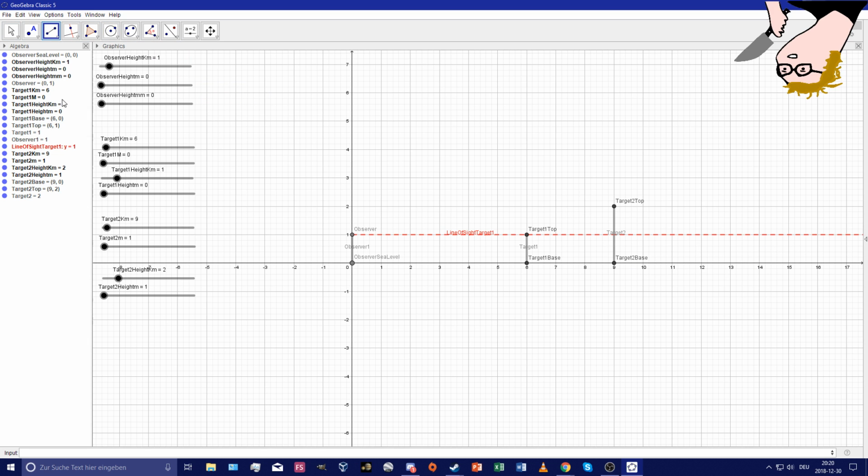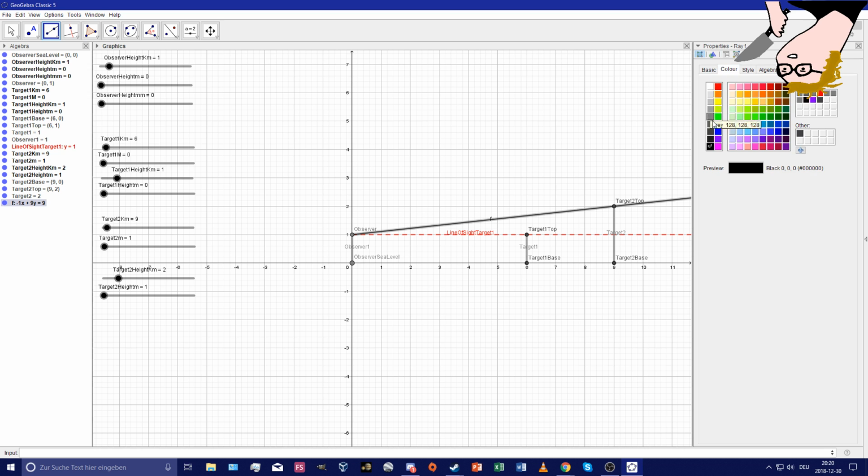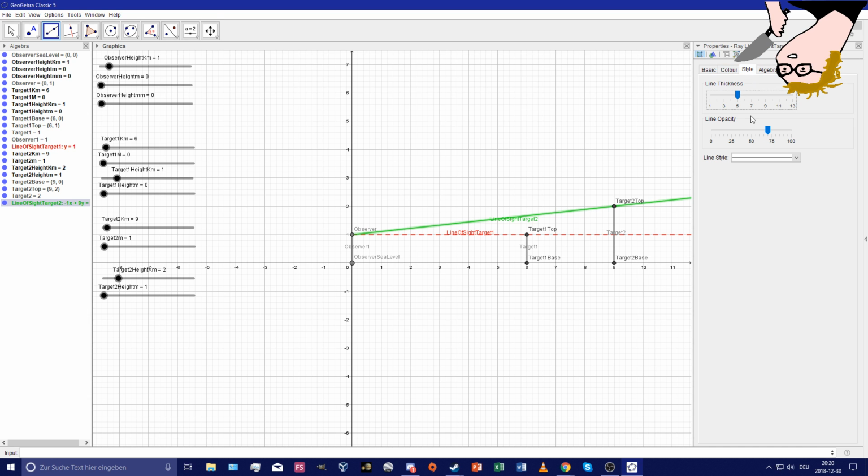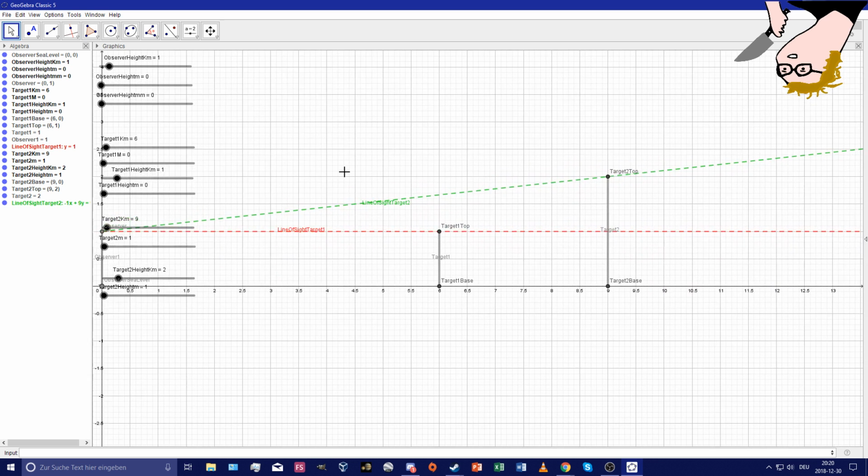And let's actually add another ray from the observer to target 2 top. Let's make this one green. So line of sight, target 2. And I think I made this one dotted as well. Yeah, there we go. Okay, now what we're interested in is when we change the target heights and distances, how much of the second target can you actually see, how much of it is blocked by the first target.